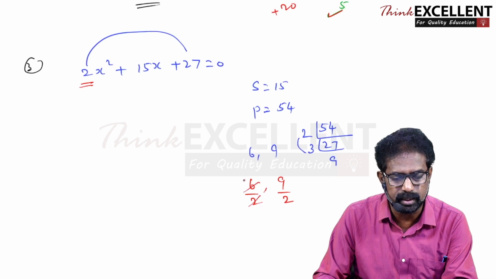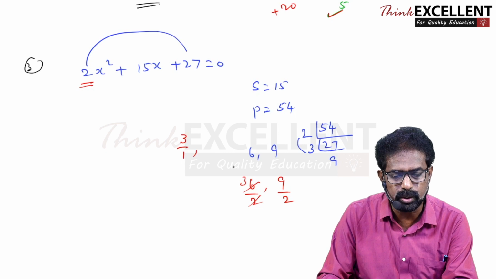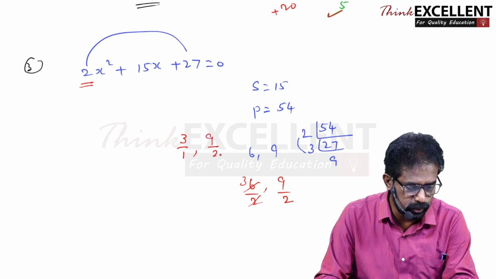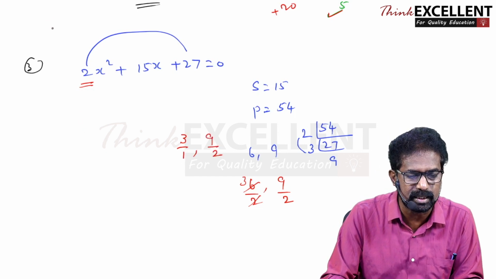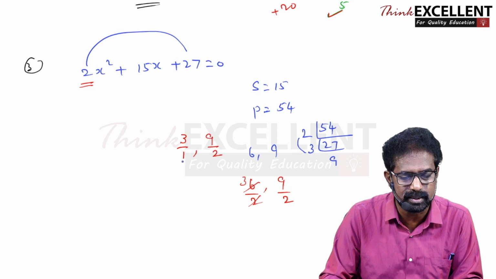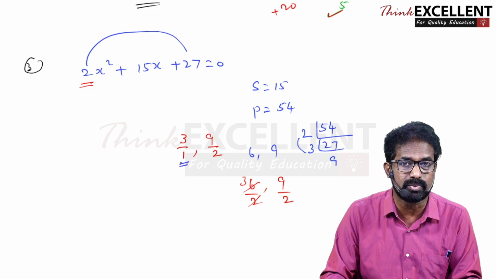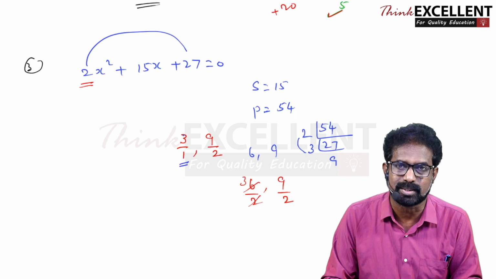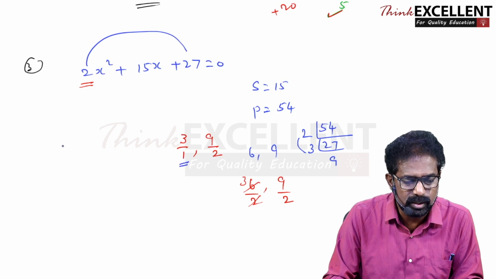So you are getting 3. Write it as a fraction. 3 means 3 by 1. Second one, you can't cancel anything. So 9 by 2 you are getting. So now your answer is, please listen how you are writing. Please listen. See the denominator. That is the x coefficient. And numerator is the constant term, right? So 1 is there. So 1x.